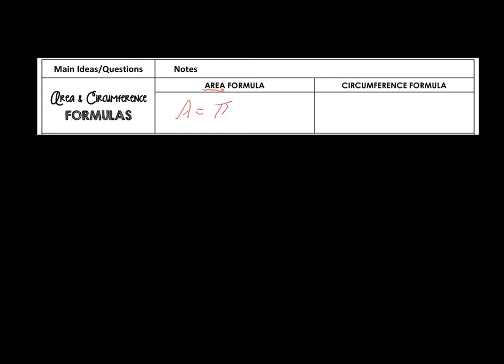Area is equal to pi times radius squared. And just keep in mind that that means that area is equal to 3.14, or use the pi key, times radius squared. Circumference is equal to 2 times pi times the radius. Now keep in mind that the radius is half the diameter, so if I have 2 radii, that's equal to diameter. So circumference is also equal to pi times diameter.